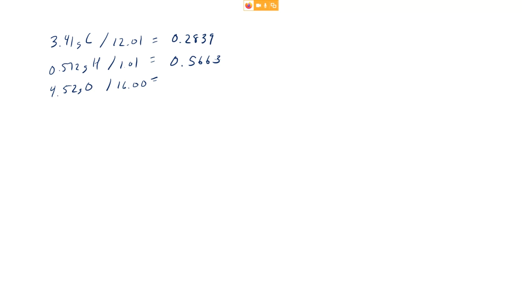So 4.52 divided by 16 gives me 0.2825. So I'm going to divide all three of these by the smallest, 0.2825. This, of course, is 1. And 0.2839 divided by 0.2825, I think that's going to be 1, but let me double check. Yep, that's 1. And 0.5663 divided by 0.2825 is 2.